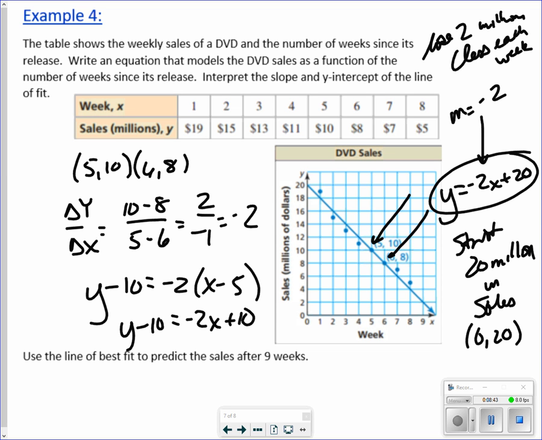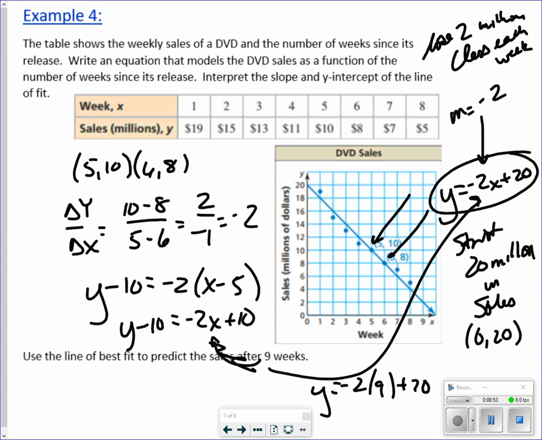Now, use the line of best fit to interpret how much it's going to be for 9 weeks. So what if I put 9 in for x? So y would equal negative 2 times 9 plus 20. So the anticipation on the 9th week would be that it would get 2 million in sales.